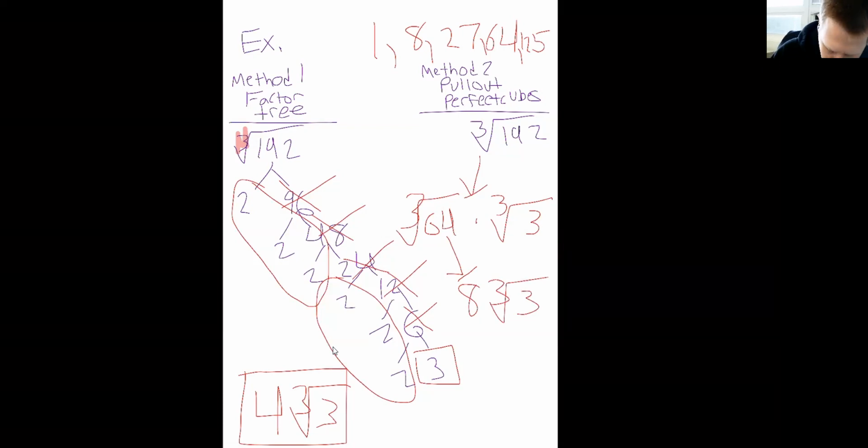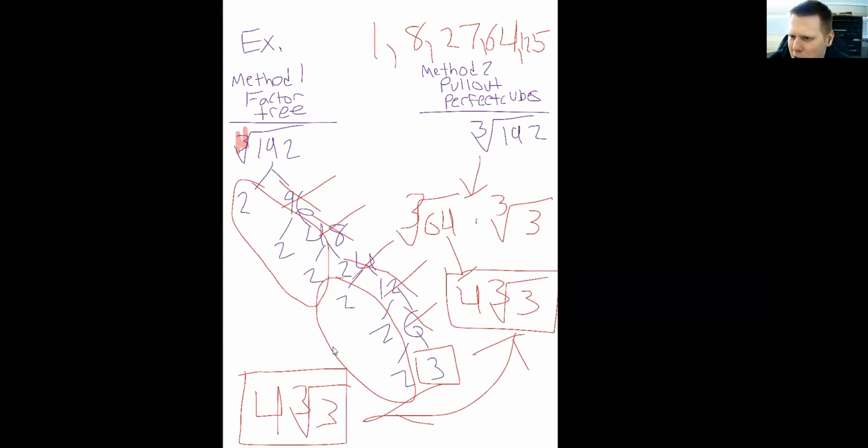Oh, the cube root of 64, sorry. The cube root of 64 is 4, not 8. You see, you get the same answer. Technically, you really are just doing a factor tree for method two, but you're taking the time to be a little bit more strategic about what you're pulling out, if that makes sense.